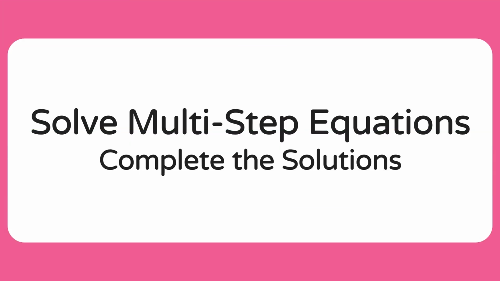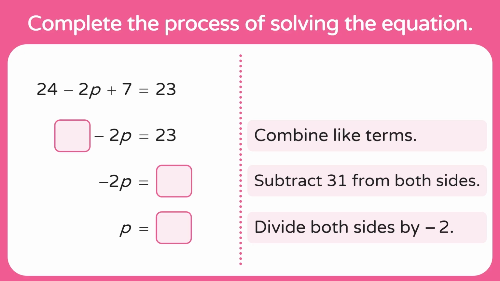Today, we will solve multi-step equations, and we will justify each step as we go. For our first example, we'll complete the process of solving the equation for p, where 24 minus 2p plus 7 equals 23. Let's take a look at how this process works.